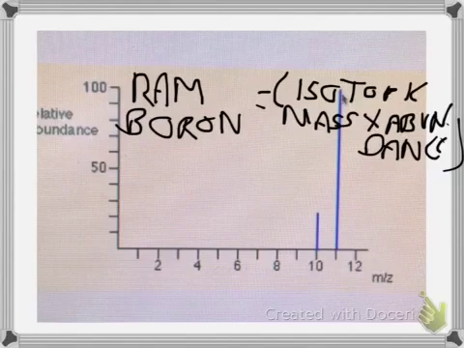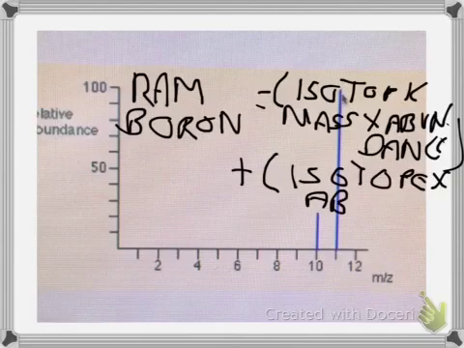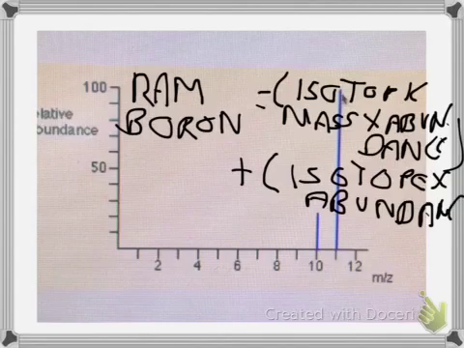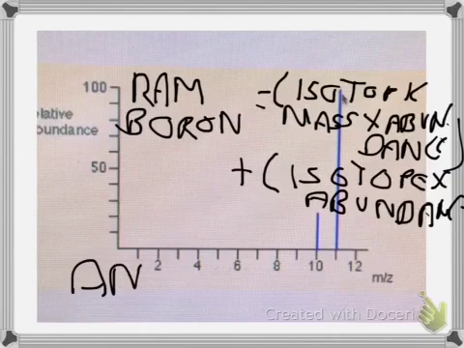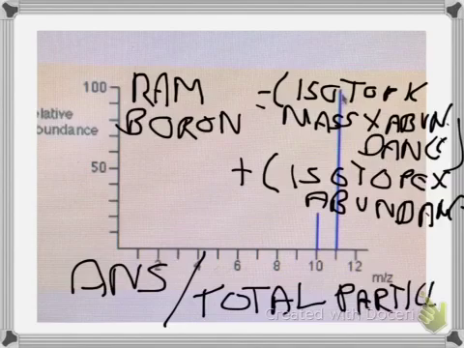And I do that for both isotopes. So isotope B times abundance. Then whatever I work out that sum is, whatever answer I get, I need to divide by the total number of particles. And that's my general way of working out my relative atomic mass.